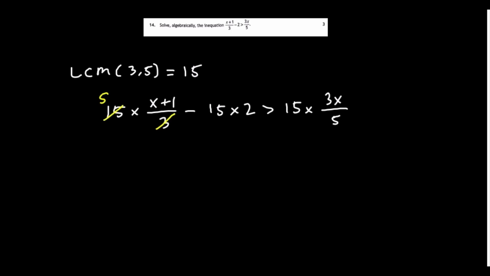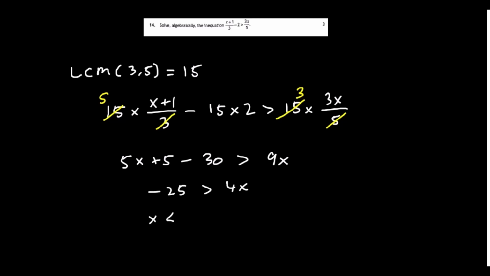So that becomes 5, and that cancels to give 3. So you get 5x plus 5, because it's 5 times this expression, minus 15 times 2, which is 30, and then 3 times 3x, which is 9x. And then you just move the 5x to the other side, so that gives minus 30. So 5 minus 30 is minus 25, and then we get 4x on the right hand side, and then we just divide by 4 to get minus 25 over 4.